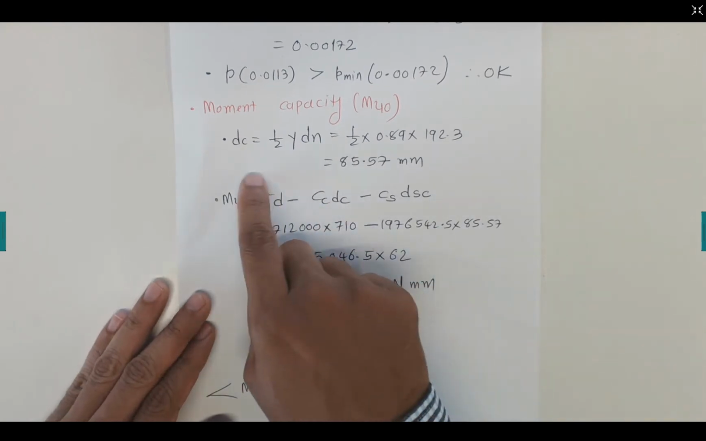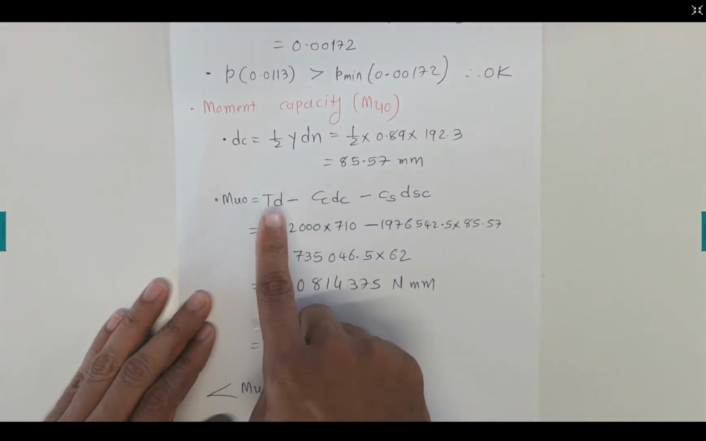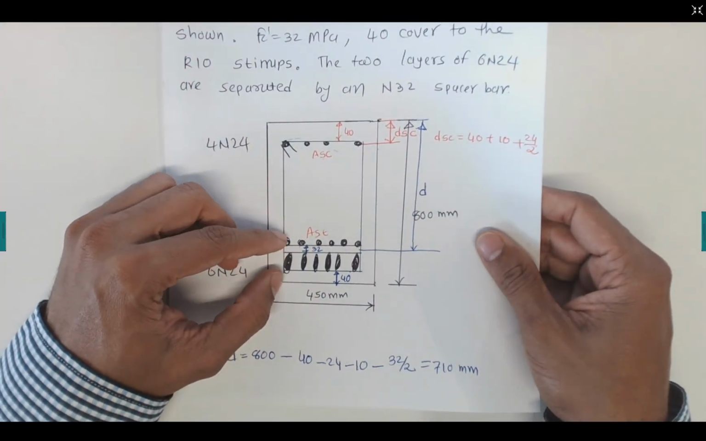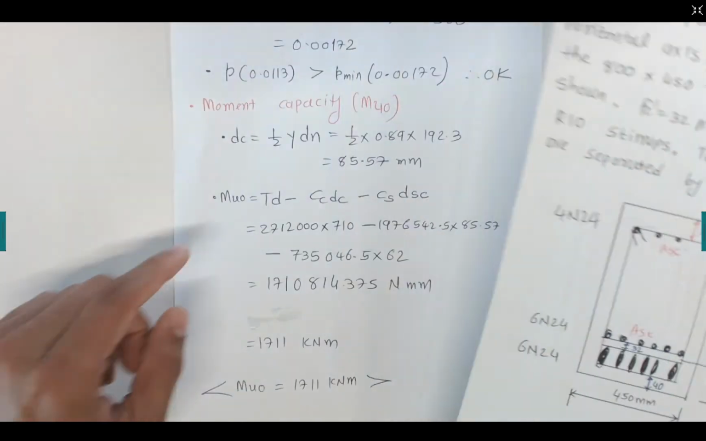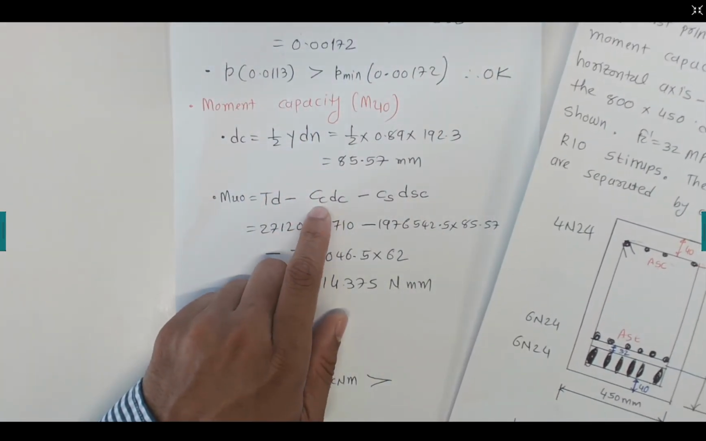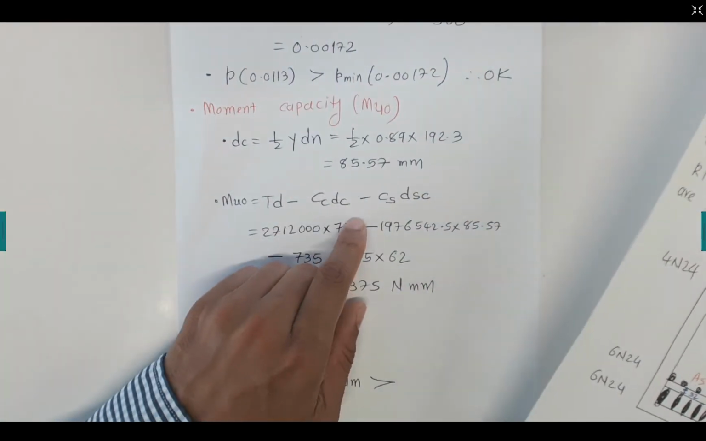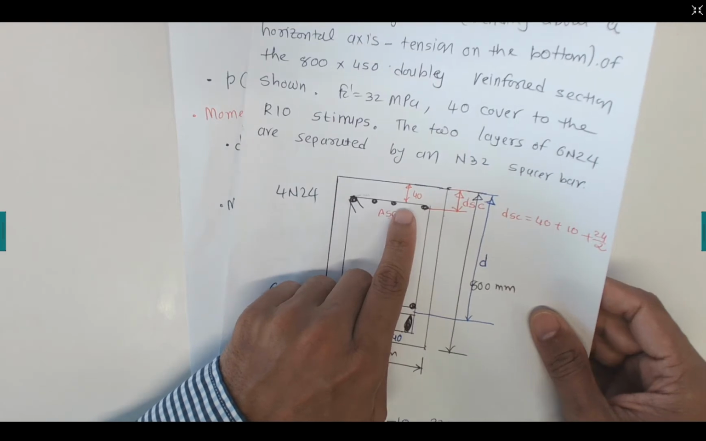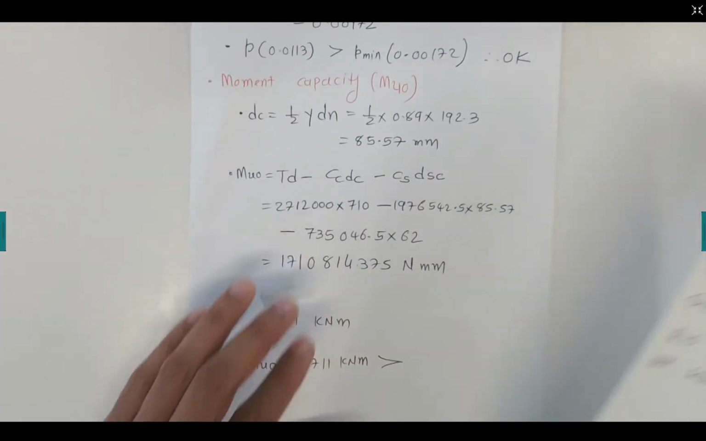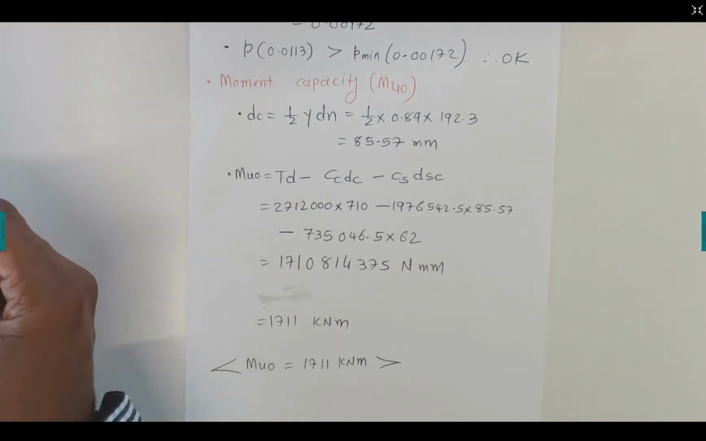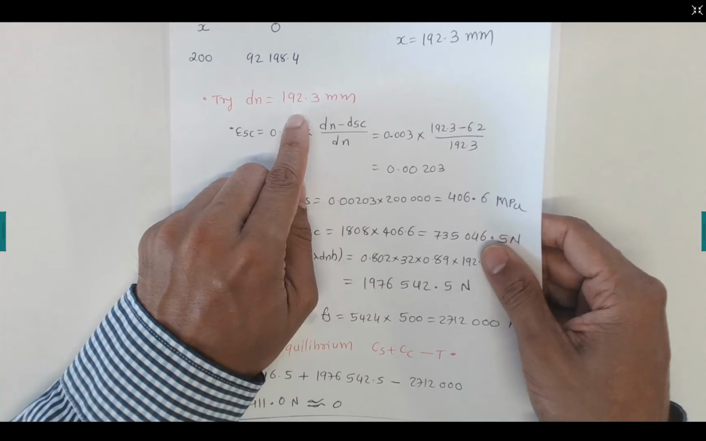From that we can calculate the moment capacity. Moment capacity is tension force times d, minus compression force in the concrete times the distance dc, minus compression force in the top reinforcement times dsc. Now we have all the values calculated for the DN value of 192. This is the correct value.